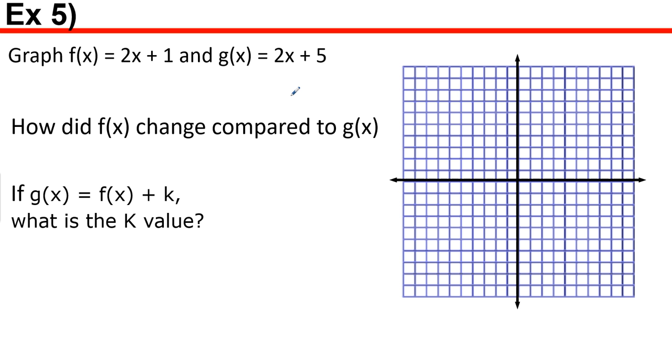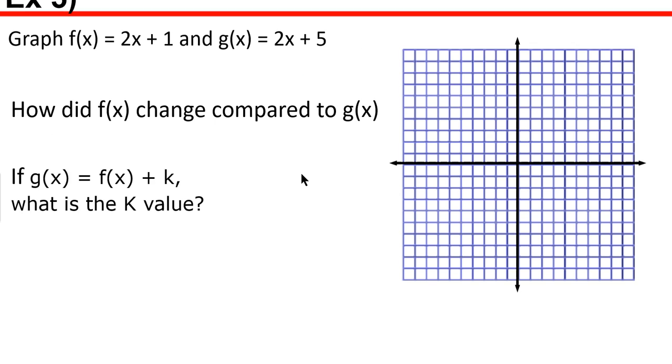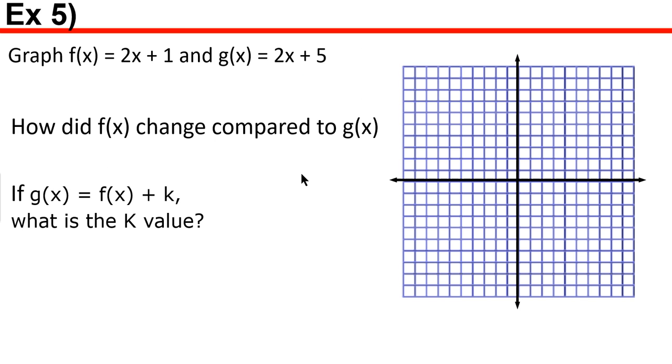Example 5. Here now they want us to graph f of x and g of x, then find out how f of x changed compared to g of x, and then, if g of x equals f of x plus k, what is the k value? That's what it wants us to do. So let's first do the first step here, and let's actually graph both f of x and g of x. So let's go ahead and graph that.